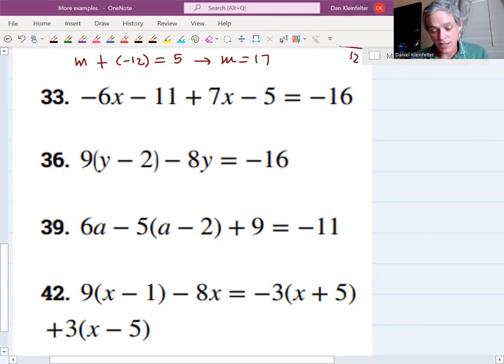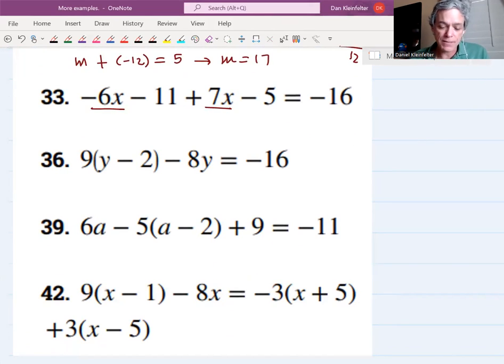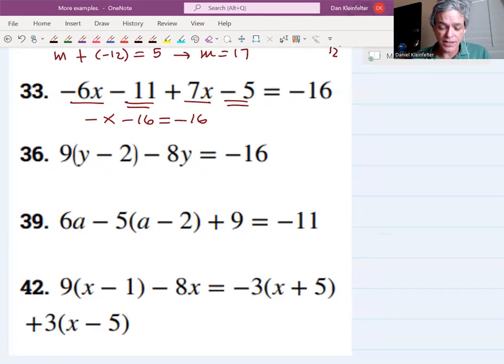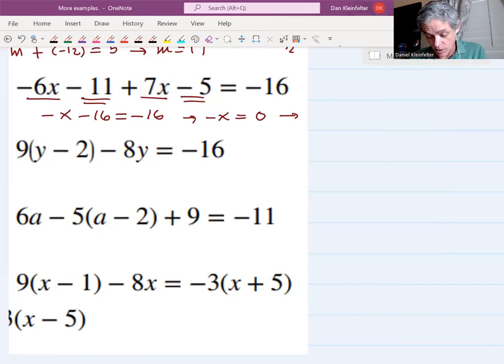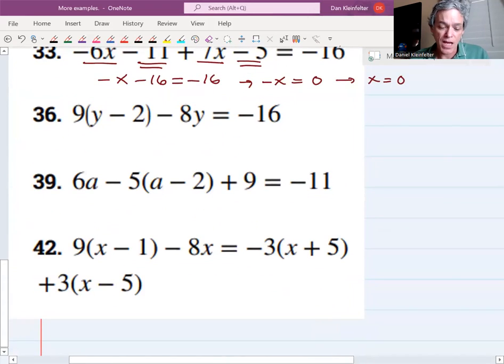Okay, let's try 33 next. For 33, I should combine terms. So in x's, negative 6x plus 7x is minus an x. And then in numbers, we have negative 11 minus 5, that's negative 16. So we have negative x minus 16 is negative 16. So if we add 16 to both sides, we have minus x equaling 0, so that x is just 0. All right, so that was kind of cute.